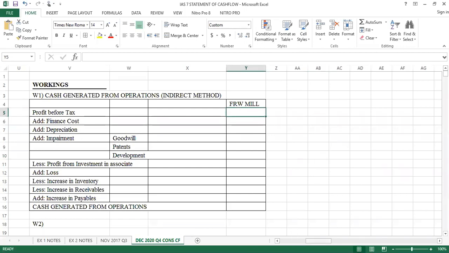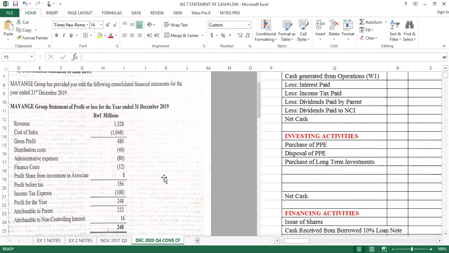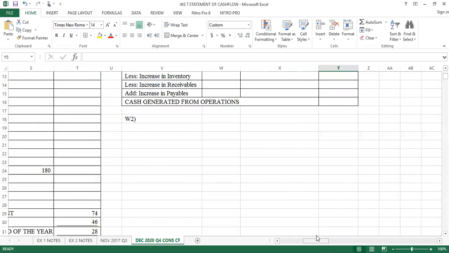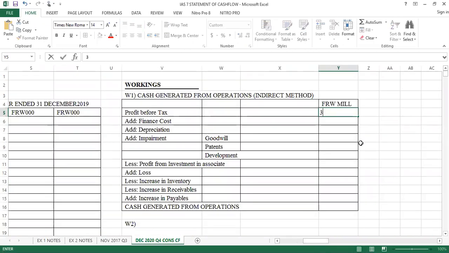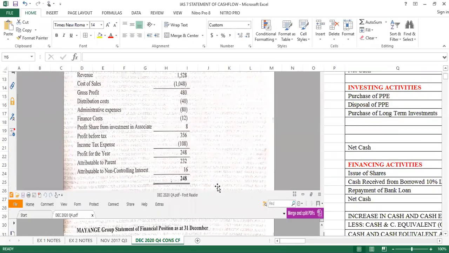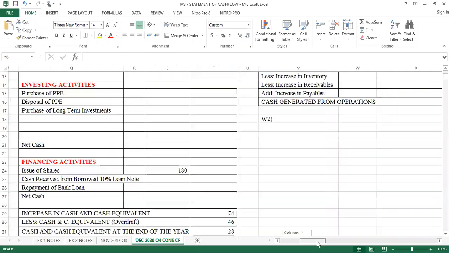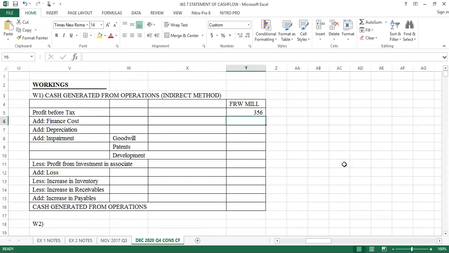Profit before tax does not require working. So let's look for profit before tax. What is profit before tax? Profit before tax is 356. You can all see this 356. I hope we are together. Finance cost. Finance cost is 12. I hope we are all seeing finance cost is 12. This finance cost, you add it back, 12. Add back 12.